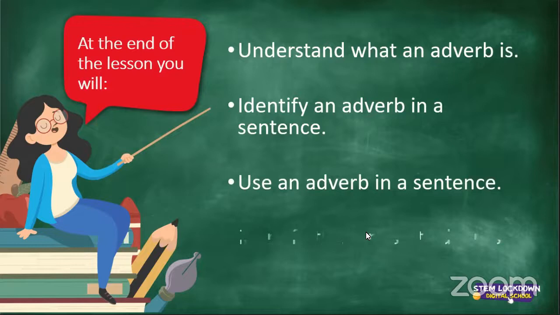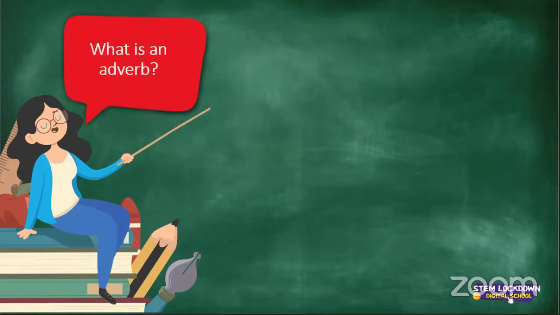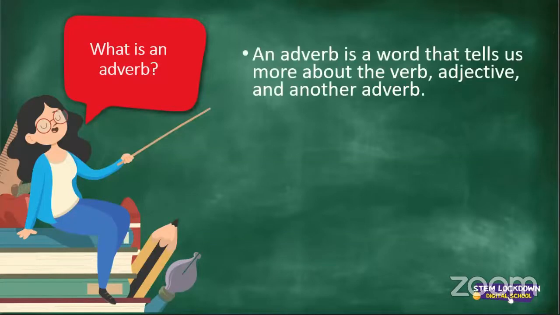Okay, let's quickly look at what an adverb is. An adverb is a word that tells us more about the verb, tells us more about the adjective, or it can even tell us more about another adverb. But today we're mostly going to concentrate on that an adverb tells us more about the verb. So before we can see where or what the adverb is, we have to know what the verb is in a sentence.